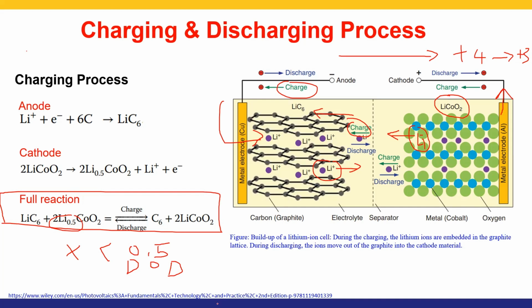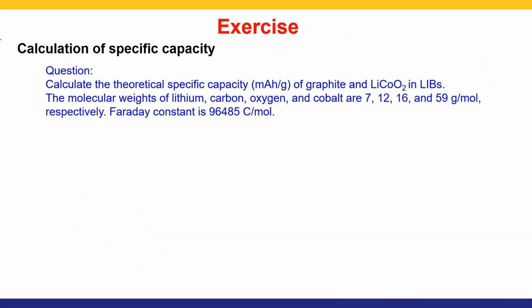Now, since we just talked about the charging and discharging process of lithium-ion battery, let's do a simple exercise to calculate the specific capacity of lithium-ion battery. Question: calculate the theoretical specific capacity of graphite and lithium cobalt oxide in a lithium-ion battery. The molecular weights of lithium, carbon, oxygen, and cobalt are given as 7, 12, 16, and 59 grams per mole respectively. The Faraday constant is given as 96485 coulombs per mole. Now pause the video for several minutes before I go through this exercise with you.